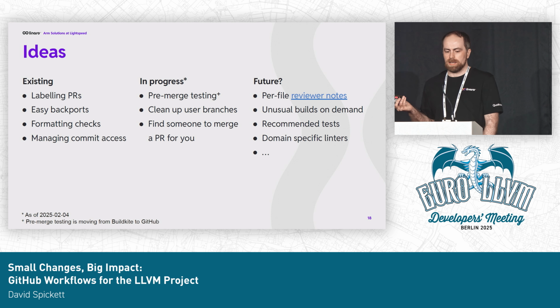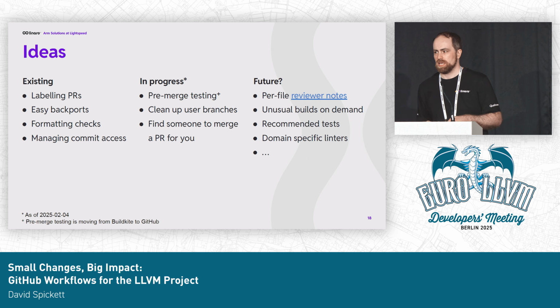So some ideas. Stuff we're already doing is labeling PRs like we talked about. We're automating backports using workflows. You'll have seen the formatting checks for clang-format and Python checks. You can request and relinquish commit access via workflow automation. Some things that are being worked on: pre-merge testing, as it exists in BuildKite right now, is moving to GitHub Actions. There's something in the works for cleaning up user branches that are on the upstream repo, and I'm working on some tooling to help people who don't have commit access make sure their PRs get merged by somebody who does.